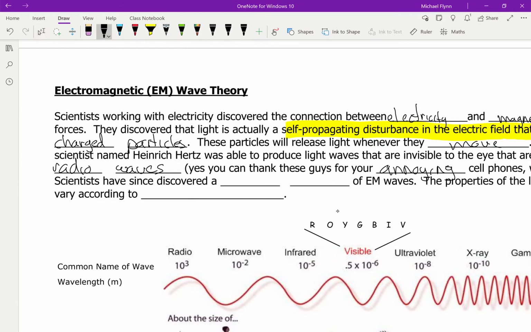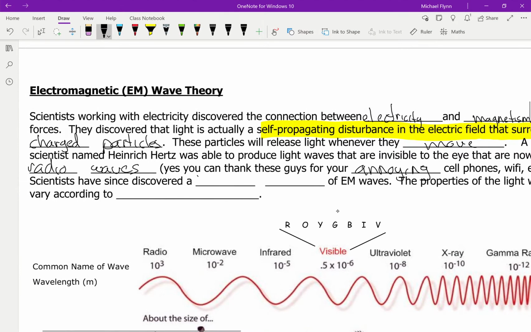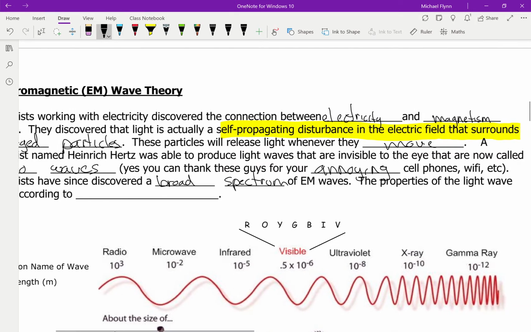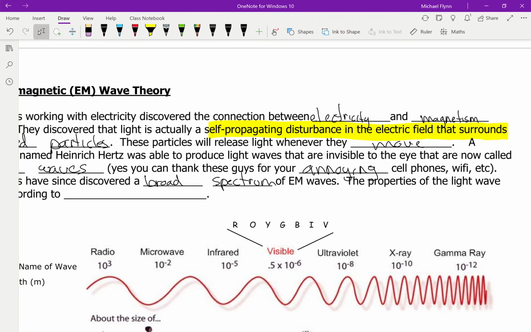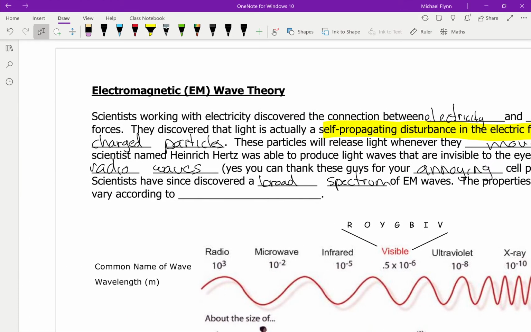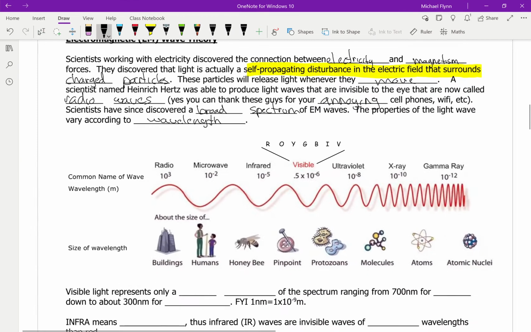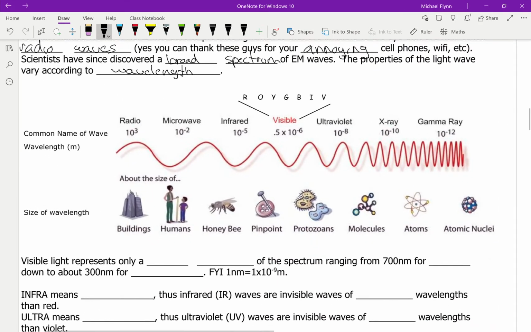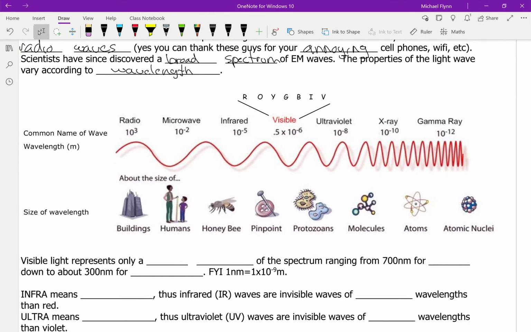So scientists have since discovered a broad spectrum of electromagnetic waves. The properties of the light waves vary according to their wavelength. All right, so let's take a look at the spectrum of light. Now, I think we looked at this before, back in the space unit, but let's just take a close look at it here.